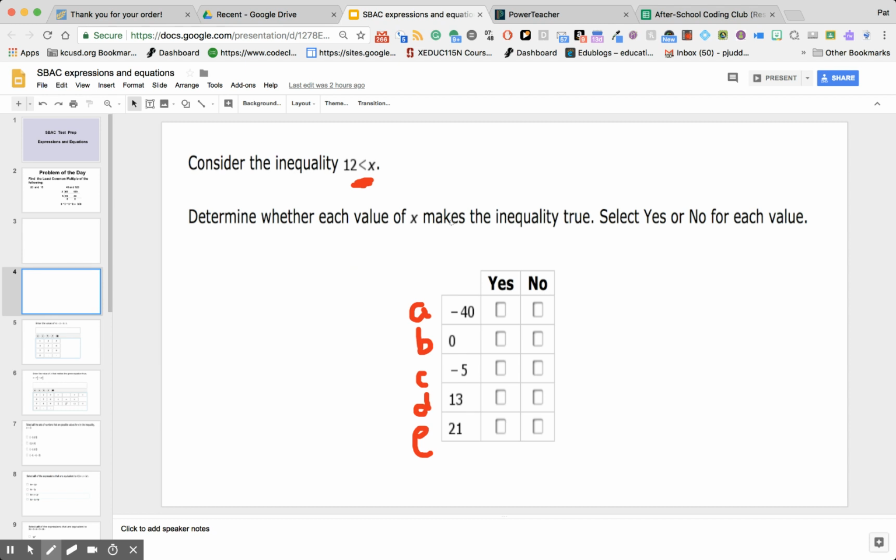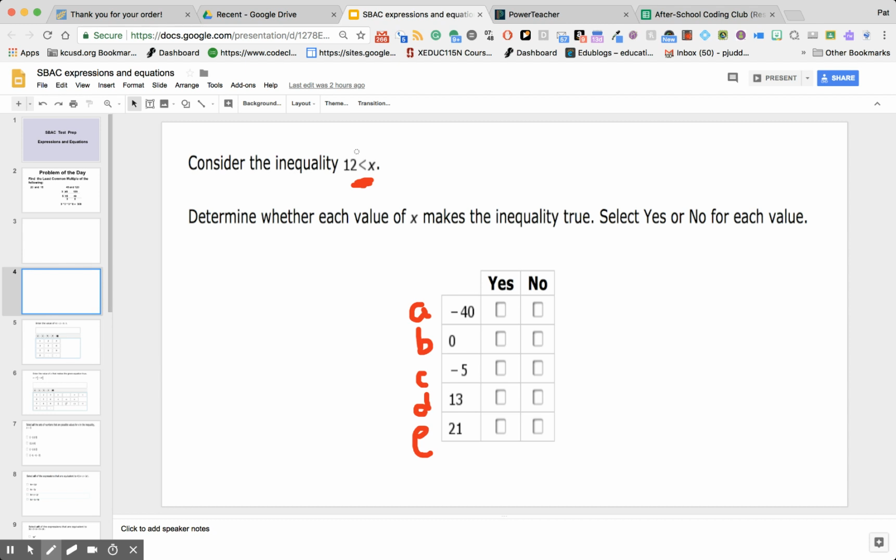You're taking out the x, you're replacing it with the values you have here. Evaluate each of them individually. Do not rush through this. So pause the video here. Take 2 minutes to work through each of the items and decide, is it a true statement that 12 is less than the value of these numbers here, or is it not? And you're going to check either yes or no. Or on your paper, you're going to write either yes or no. So 2 minutes, pause the video and check back in at the end of 2 minutes. Go.